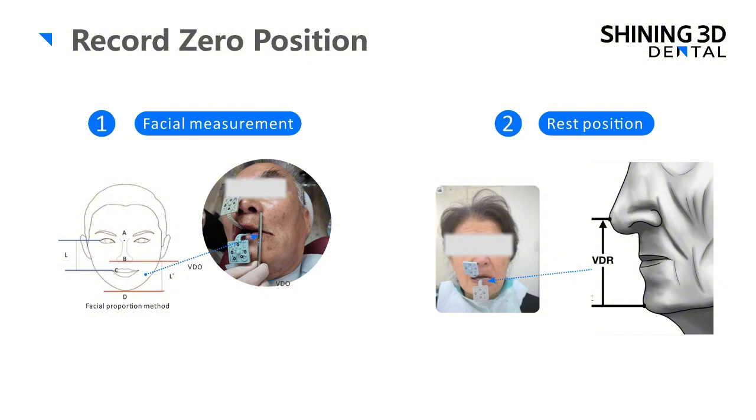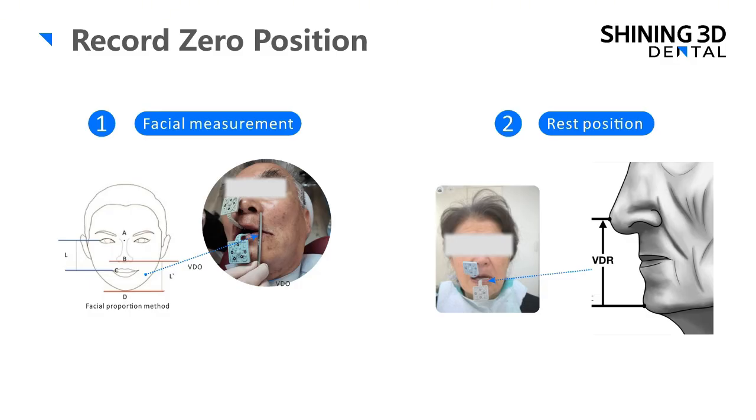So for the immediate loading case, the intraoral scan data we imported normally won't have the bite data, so the upper and lower jaw have no bite data. So we can use the static face scan to set the zero position for this kind of patient. As you can see from this case, we're using the facial measurement, which means the facial proportion method, to set the upper and lower jaw at a rough vertical distance. Then we can use the static face scan to record a new zero position for this patient.